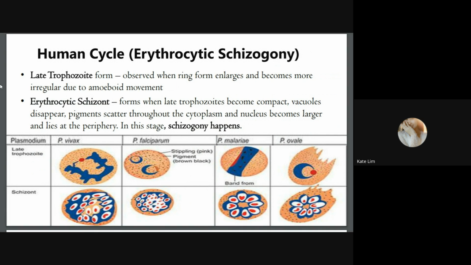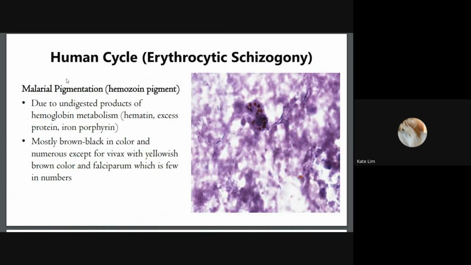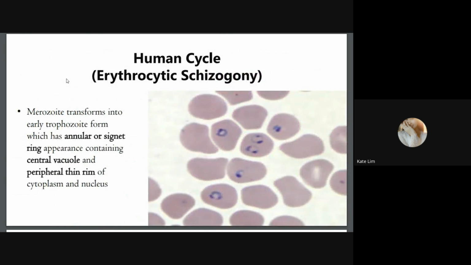So what we have here is the late trophozoites. As you have seen, this is an example of your late trophozoites right here on your screens. The late trophozoite starts when the ring stage or the young stage of the parasite, which we saw earlier, becomes more irregular and enlarged. So this is your early stage of trophozoite or your ring form.